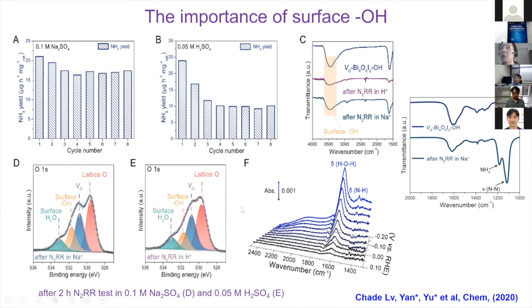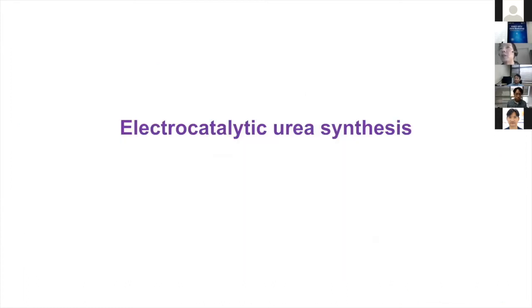Yeah, that's the conclusion. So in this case, we try to say that both surface oxygen group and also the oxygen vacancy are important to tune the surface electronic structure to enhance the nitrogen reduction process. And last work, I want to talk a little bit about the electrocatalytic urea synthesis.